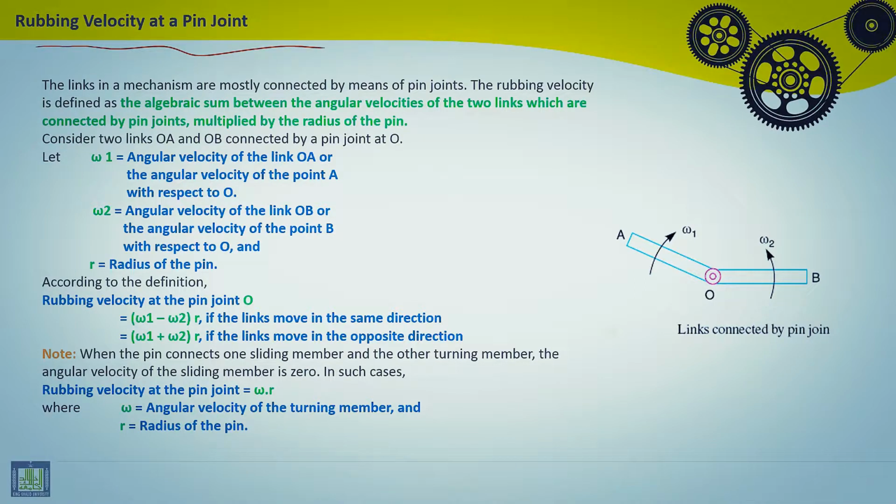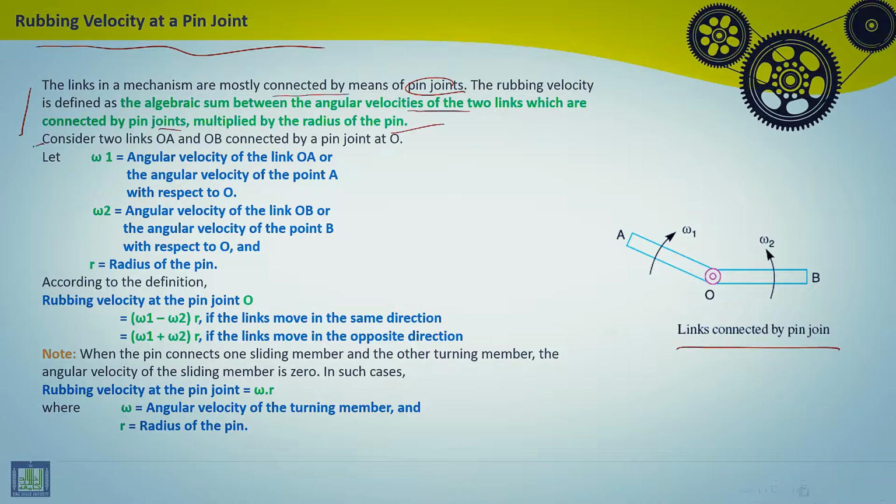We have links connected by pin joints, link OA, link OB, and connected by a pin joint here. The links in a mechanism are mostly connected by means of pin joints. The wrapping velocity is defined as the algebraic sum between the angular velocities of the two links which are connected by pin joints, multiplied by the radius of the pin.